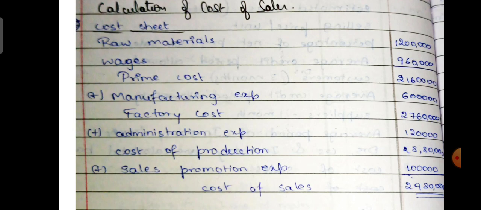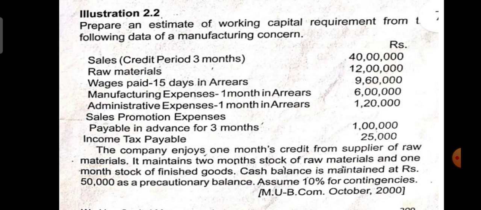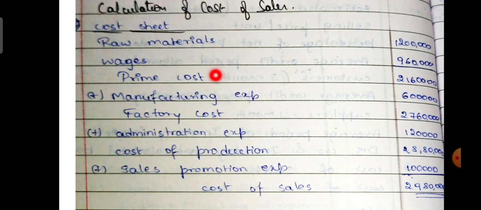First, preparation of cost sheet. So cost sheet is prepared here to find cost of sales and cost of production. So first you have to take raw materials, it is 12 lakh. Then wages 9,60,000, then all the expenses are added. So if you add wages to the raw materials, you will get prime cost, add manufacturing expenses, add factory cost, add administration cost, you are getting cost of production 28,80,000. So this is needed for valuing finished goods. Then sales promotion expense is added, so that you are getting cost of sales needed for valuing debtors.